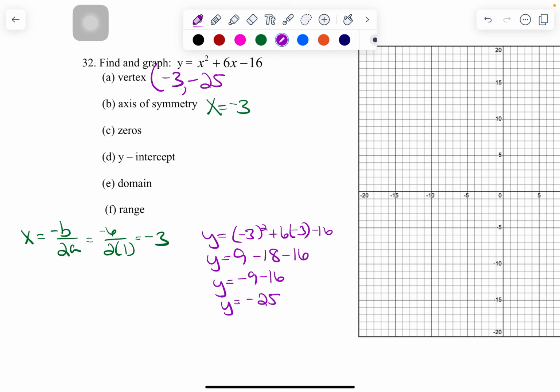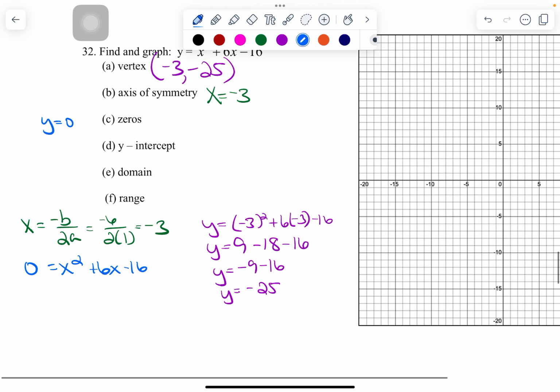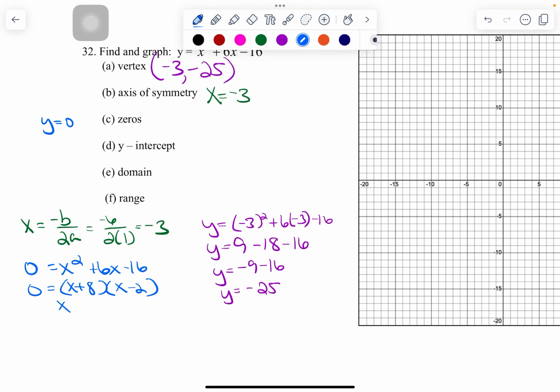Unfortunately, my graph is not big enough for this. We'll deal with it when we get there. To find the zeros, we're going to set y equal to 0. So 0 is equal to x squared plus 6x minus 16. This is, in fact, factorable. So x plus 8, x minus 2. Yep. So x plus 8 equals 0, x minus 2 equals 0, which makes x equal to -8 and +2. So the zeros would be -8, 0, and 2, 0.